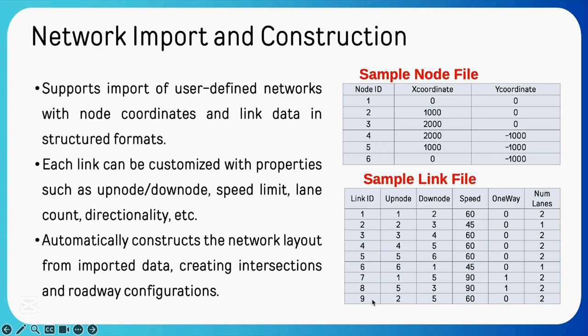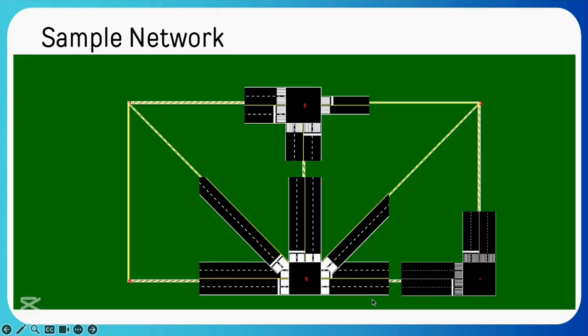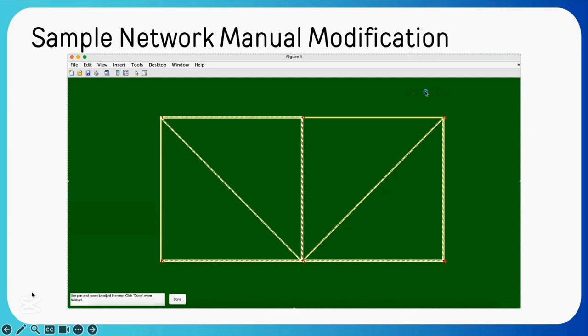Users input node and link data, specifying attributes like node coordinates, link directions, speed limits, and lane numbers. For standard intersections, the network is constructed automatically, producing well-aligned intersections. However, with complex intersections, such as the one labeled 5 here, where links intersect, users can manually adjust these configurations to avoid conflicts. Let's look at a demo of this process.